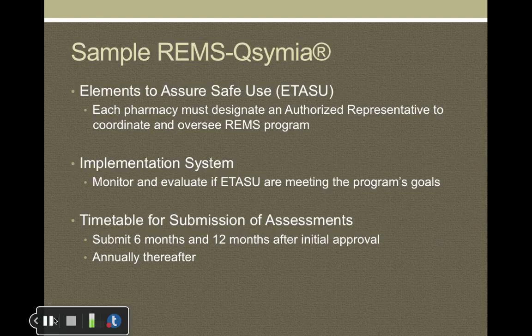Additional requirements under the elements to assure safe use are that each pharmacy must designate an authorized representative to coordinate and oversee the REMS program, so they make sure that the pharmacy staff are all educated on the requirements. There's an implementation system, so the manufacturer must monitor and evaluate if the elements to assure safe use are meeting the program's goals. And then they also have a timetable for submission of assessments.